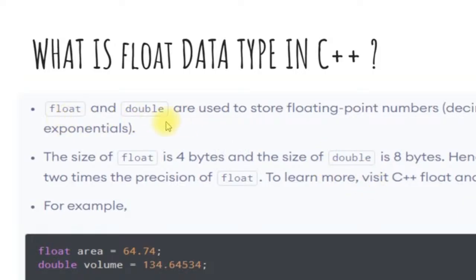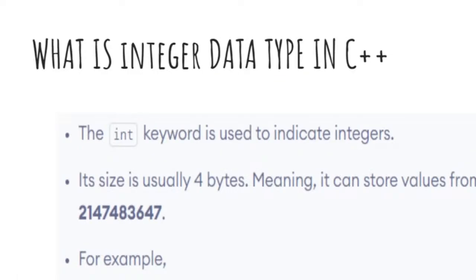Float and double are the keywords that are used to store floating point numbers, which are decimals and exponentials. Again, the size of the float data type is 4 bytes and the size of the double type is 8 bytes. This is a very important differentiating point between these two data types. The size for float type variables is 4 bytes, and if you declare a double type variable, then the size will be 8 bytes.